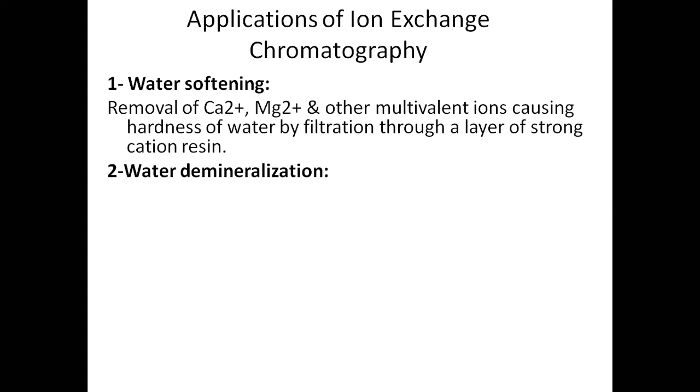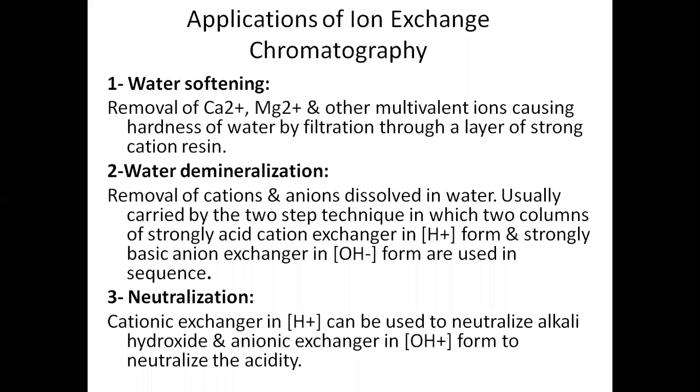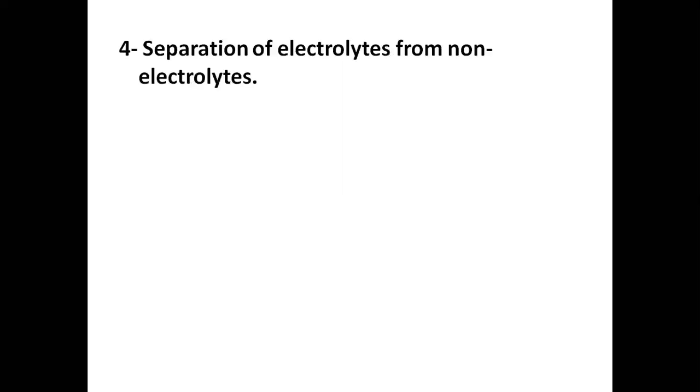It also helps in water demineralization by removal of cations and anions that are dissolved in water, usually carried out by a two-step technique in which two columns, a strongly acidic cation exchanger in hydrogen H plus form and a strongly basic anion exchanger in OH minus form, are used in sequence. As a result, the cations and anions dissolved in the water are easily removed. The other application is neutralization. Cationic exchangers in H plus form can be used to neutralize alkali hydroxide, and anionic exchangers in hydroxyl form to neutralize acidity. Separation of electrolytes from non-electrolytes is also one of the applications of ion exchange.